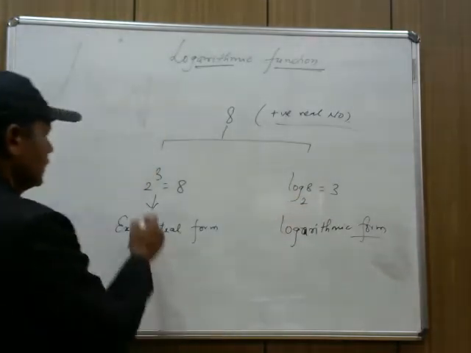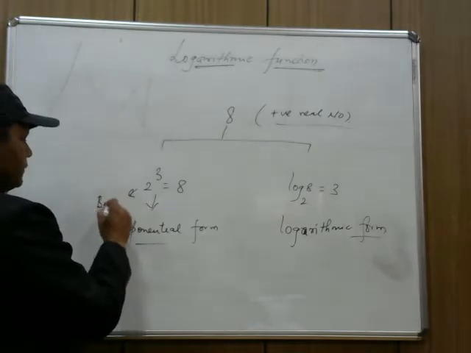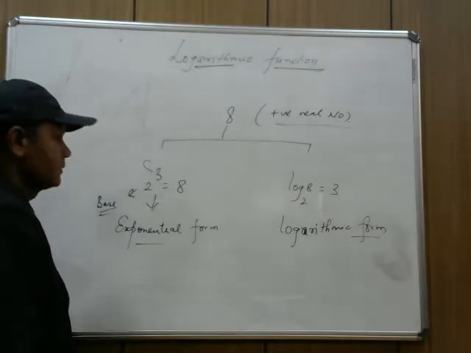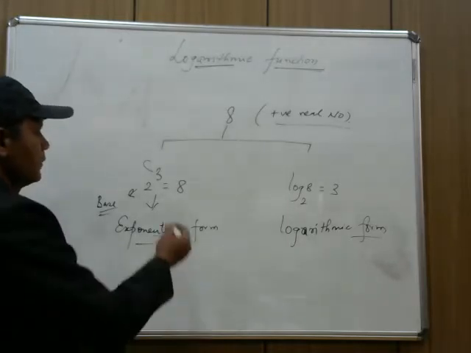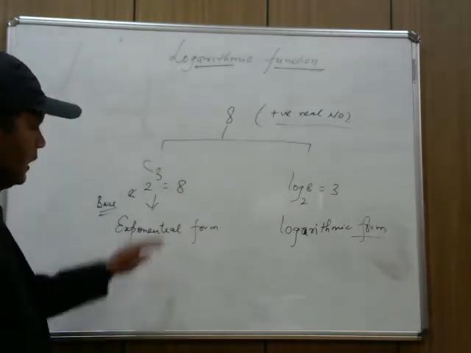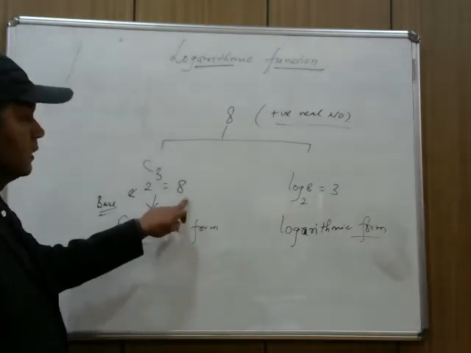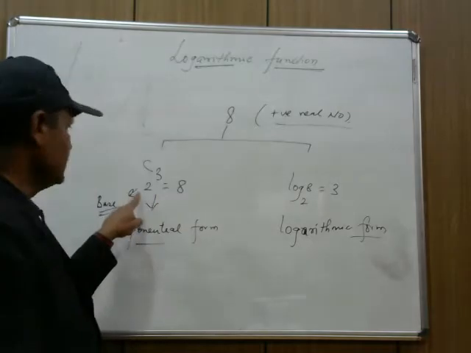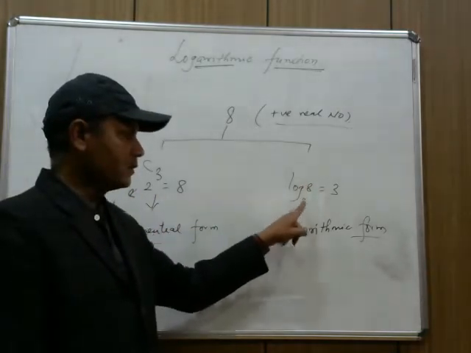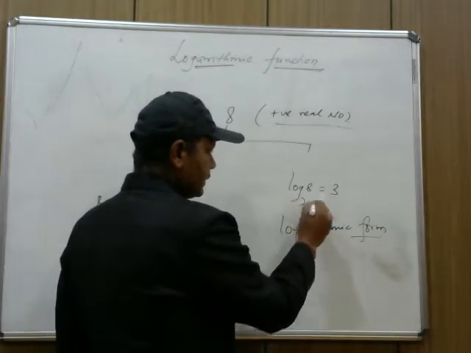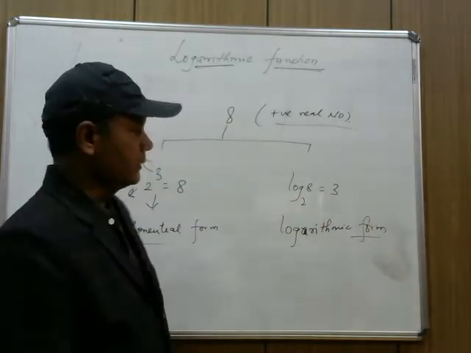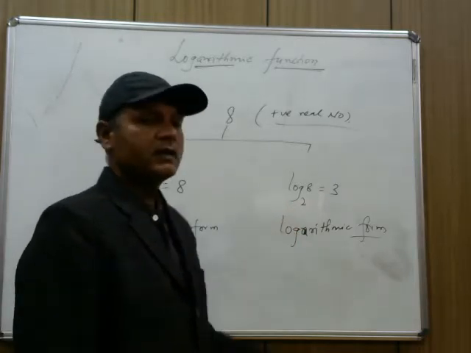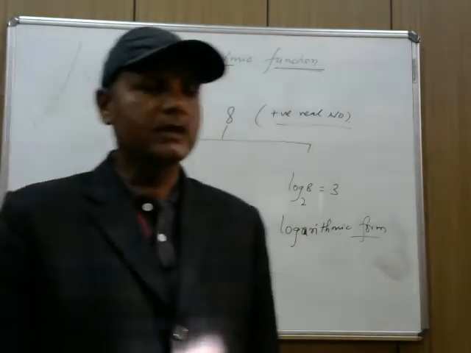You know that this 2 is called what? Base. This 3 is called what? Power, indices, or the exponent, and this is equal to 8. Now here 8, and the base is 2, also here base 2. When we write log of any number, what should be the base? Base can be any number.